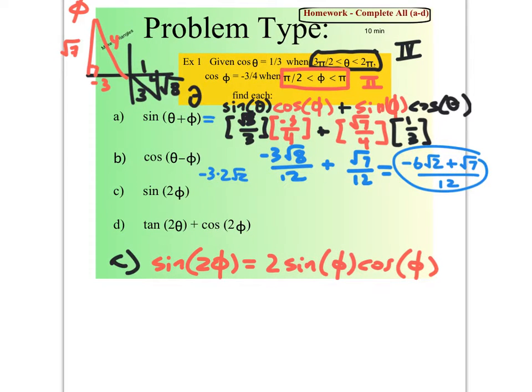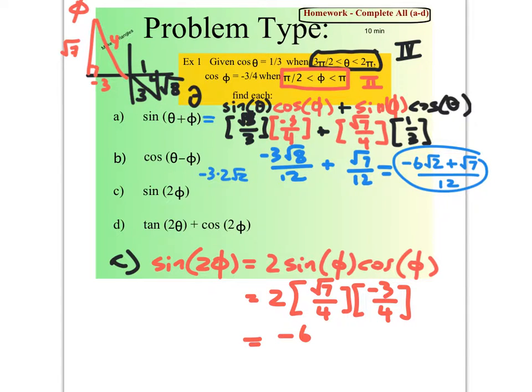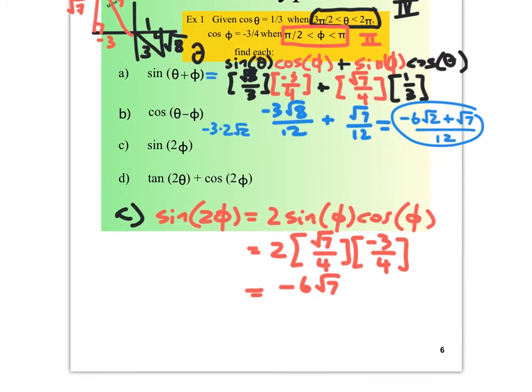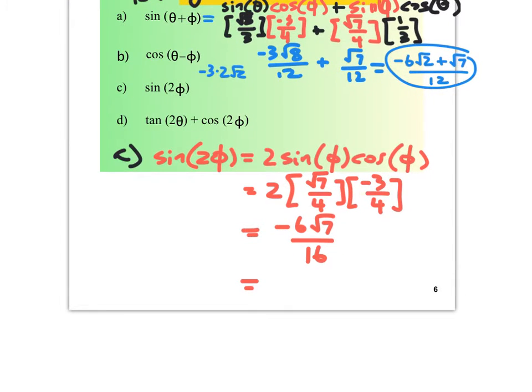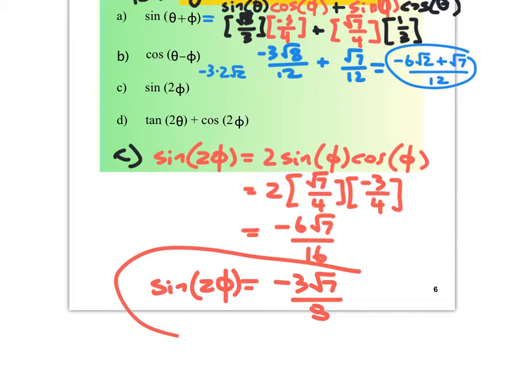Alright, so we got 2 times sine of phi, which is root 7 over 4. Cosine of phi is negative 3 over 4. So I'm seeing negative 6 root 7 over 16. Could reduce that. How about negative 3 root 7 over 8? That would be sine of 2 phi. If we doubled that angle, that's the sine value there. Alright, let's keep going.